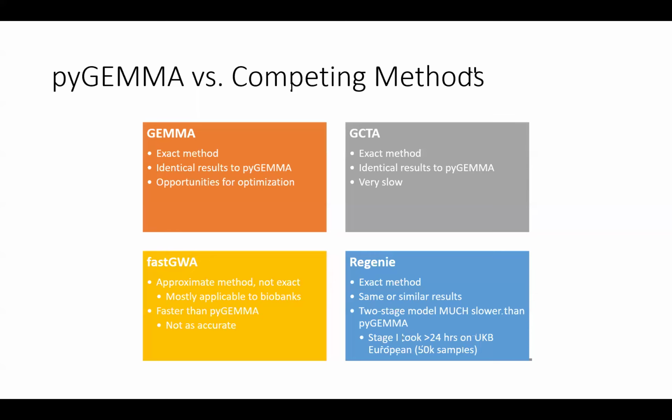REGENIE is another exact method that I will not be showing here because it gives us the same or similar results, but it's a 2-stage model that is much slower. For example, it took 24 hours for us to run on 50,000 samples from UK Biobank. That's a much longer time frame than what I'll show you.